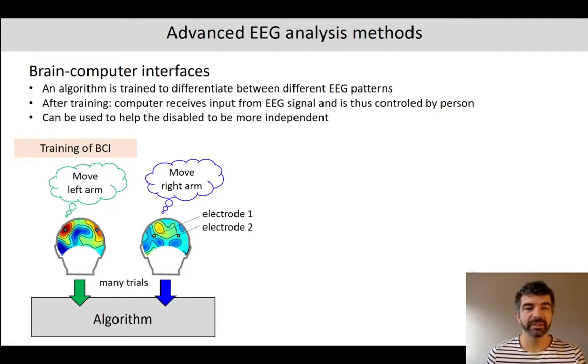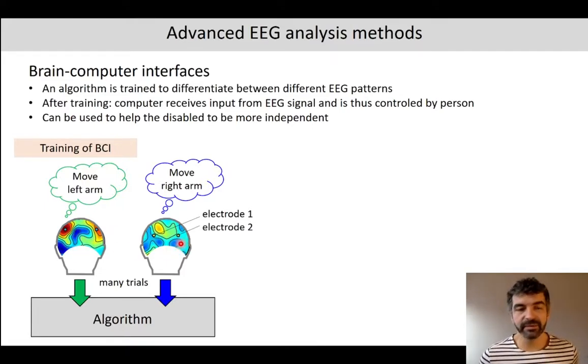So how does this work in detail? This is the training procedure. This is one person, and in one trial they are instructed to not move, but just to imagine moving their left arm. In another trial they have to imagine moving their right arm. And then the data in these trials for thinking about moving the right arm or left arm are fed into the algorithm, as many trials as possible, and the algorithm needs to learn to differentiate between these two signals.